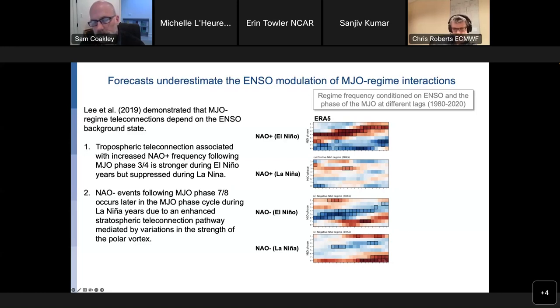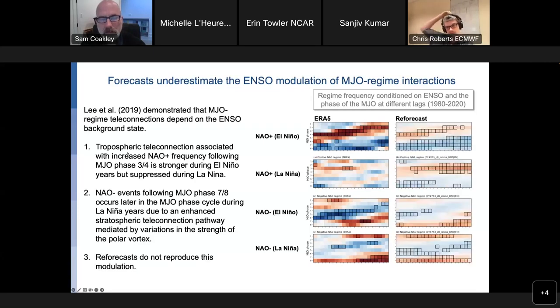So it's shifted more into the days 15 to 20 following MJO phase 7 and phase 8. And this is linked to an increase in the strength of a stratospheric teleconnection pathway. So the MJO weakens the polar vortex, which then has an impact on the probability of a negative NAO. And what we can do is look at the same in our reforecast. Although in our reforecast you get some slightly different statistical significance, the underlying patterns are extremely similar. So as well as underestimating the amplitude of this modulation by the MJO, they also are not sensitive to the ENSO background state, unlike in the ERA5 reanalysis.